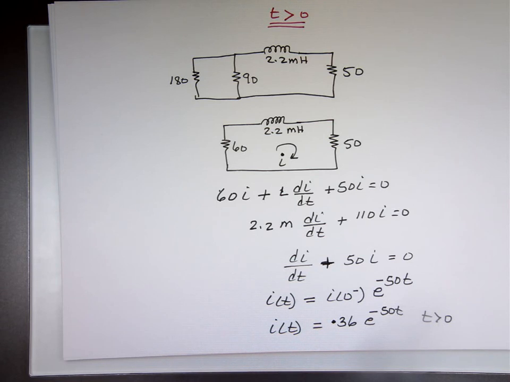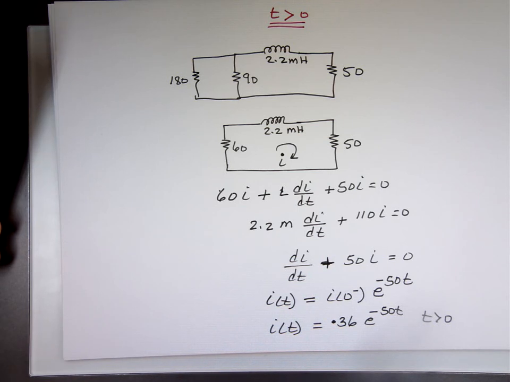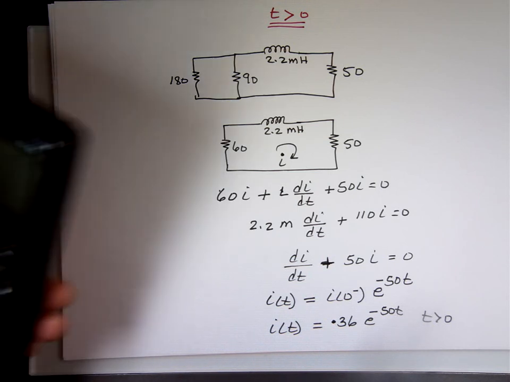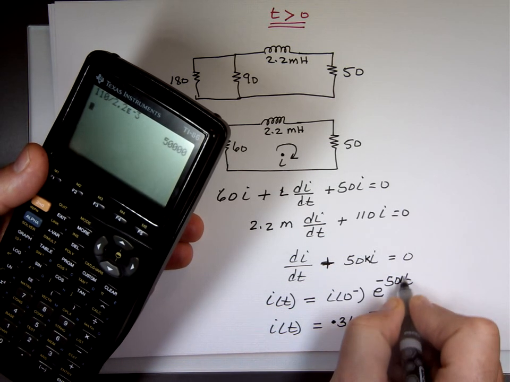Wait, when you divide 110 divided by 2.2 milli, you do 2.2 times 10 to the negative third? I thought that's what I did. Maybe I'm wrong. I said I don't trust me. 110 divided by 2.2 e to the negative 3. Yeah, it's 50,000. 50K. I said, don't trust me with these. 50K, that's 50,000 t.